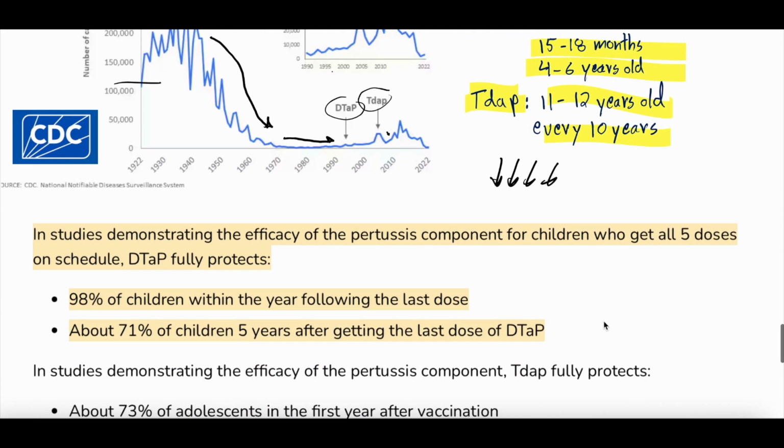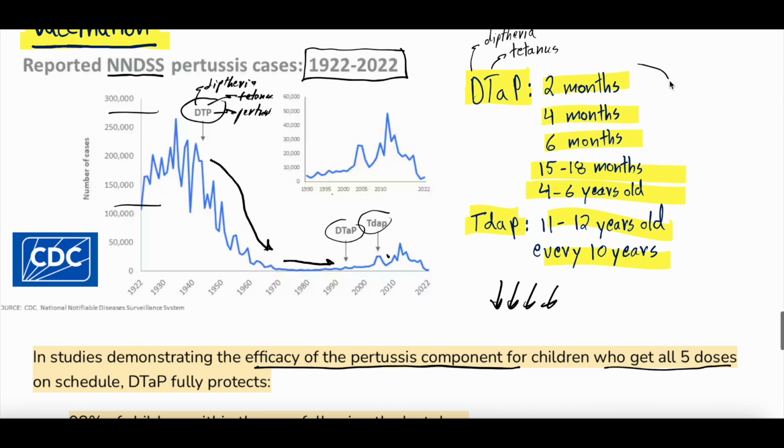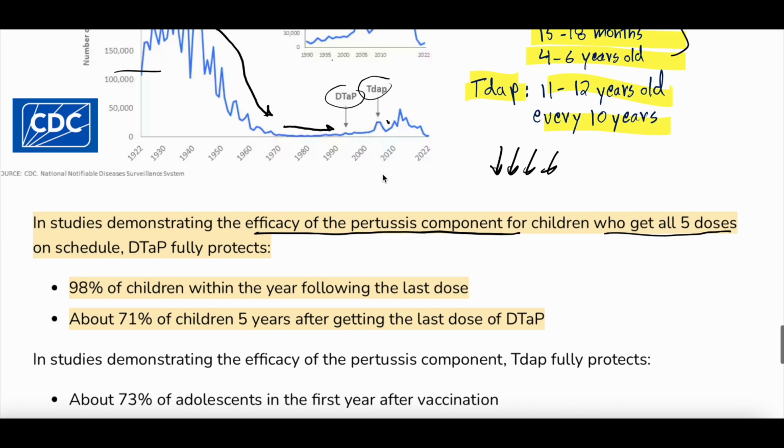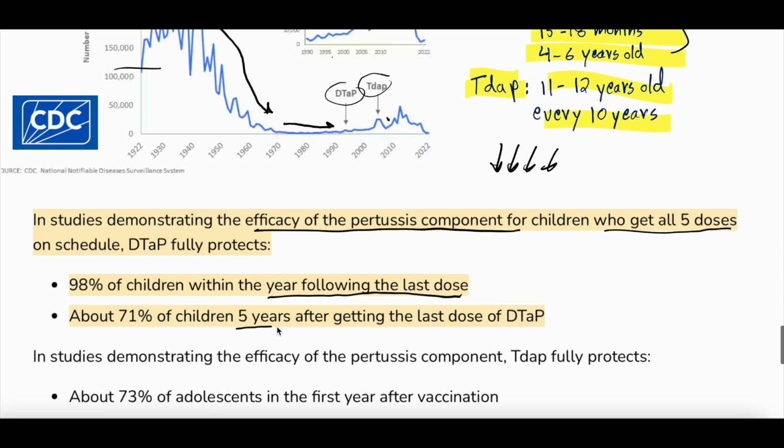Interestingly, when we look at the vaccine, there are some numbers that can be interesting to think about, and that is how effective the vaccine is over time. So the efficacy of the pertussis component for children who get all 5 doses, right? We said 2 months, 4 months, 6 months, 15 to 18 months, and 4 to 6 years old. 98% of children will be fully protected within a year following the last dose of the vaccine, right? So the last dose is 4 to 6 years old. But if you put that out to 5 years after the last dose, it goes down to only 71% because our immune protection from a vaccine wanes over time, right?